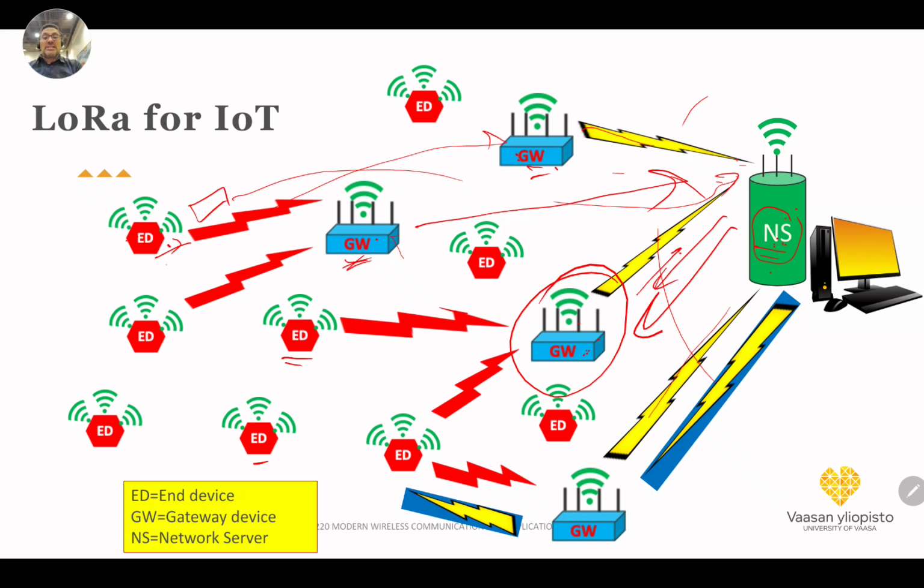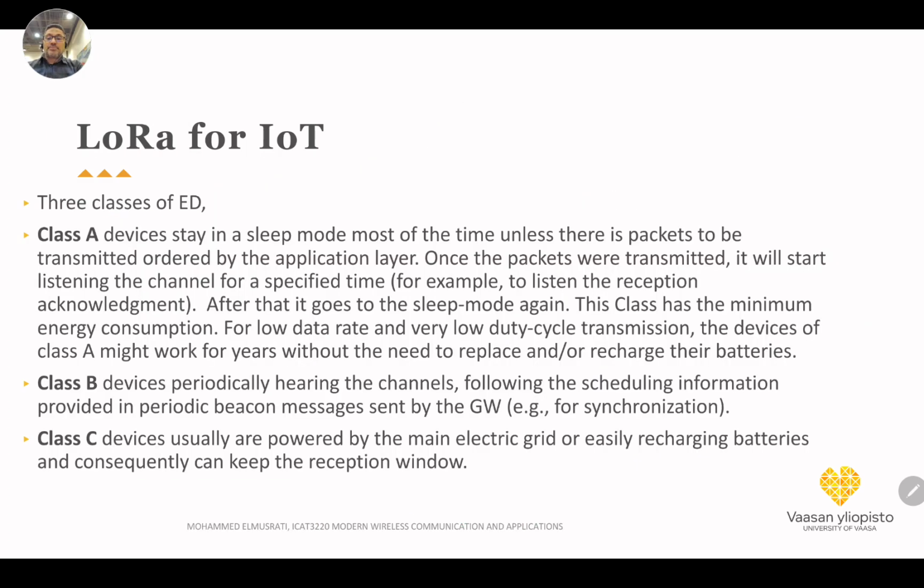So this is, in a very basic way, the operation of LoRa for the IoT. In the ED device we have 3 classes: class A, class B, and class C. Most devices actually use class A because in class A, most of the time the end device is in sleep mode. It only wakes up if it is requested or ordered by the application layer.